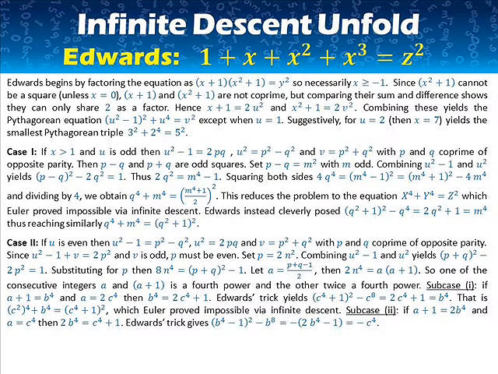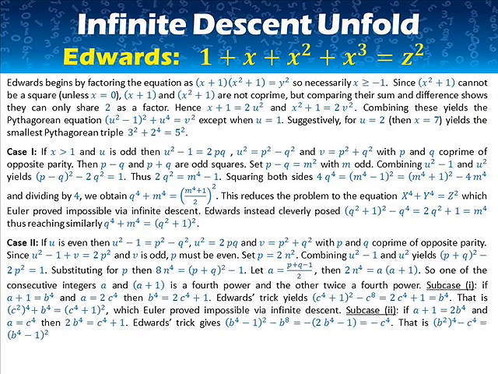Edward's trick gives the square of b to the fourth power minus 1 minus b to the eighth power, which equals minus 2 times b to the fourth power minus 1, that is, minus c to the fourth power. That is, we have a difference of fourth powers equals a square, which Fermat proved impossible via infinite descent for non-trivial solutions.